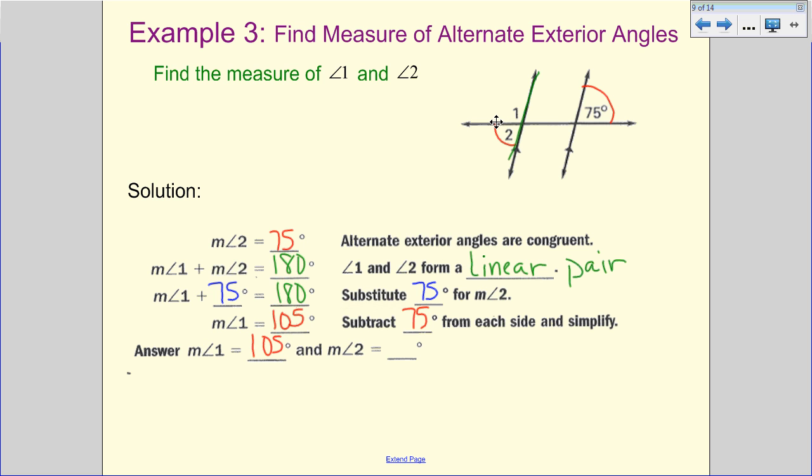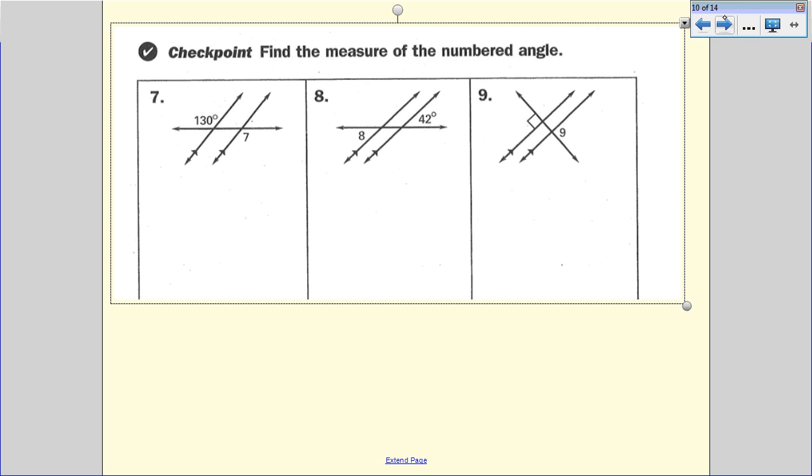So now we're looking at the fact that we can do more than one angle at a time within a picture using just one of these theorems. So find the measure of the number of angles. These are all alternate exterior angles, so I want you guys to do now. And then we will check in class.